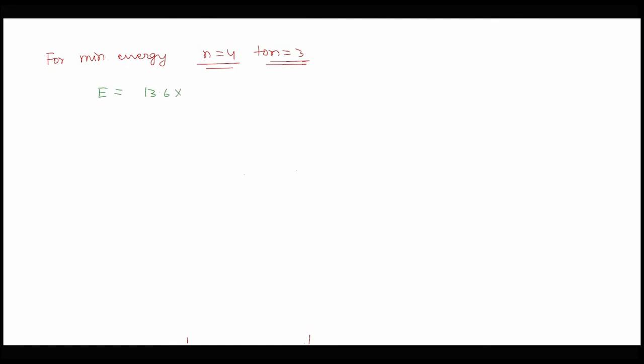square, that is 4 square, times (1 by 3 square minus 1 by 4 square). So from here we can solve and obtain a value equal to 10.5 electron volt. So this corresponds to the minimum energy which this question is talking about.